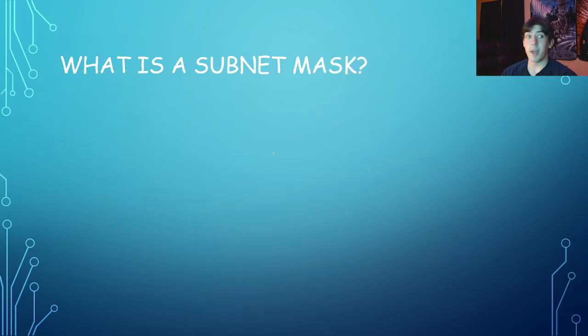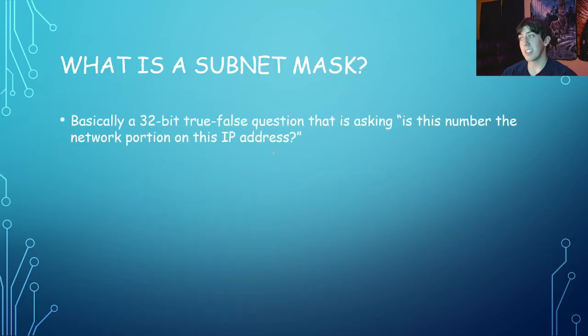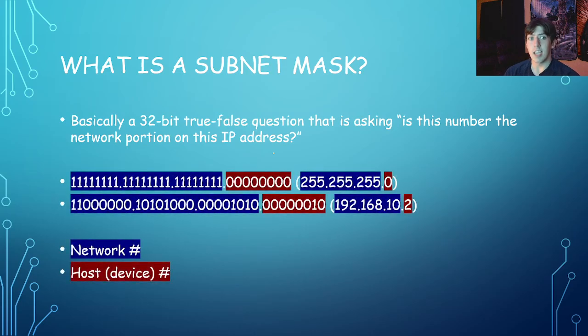What is a subnet mask? Well, a subnet mask is basically a 32-bit true or false question that's asking, is this number the network portion of the IP address? And here I've given you some examples. Here we have the subnet mask on top and the IP address on the bottom. You'll notice a few things about the subnet mask here. If it's a 1, it's blue, and if it's a 0, it's red. 1 is basically saying true, yes, this is the network portion, and 0 is saying this is not the network portion, this is the host portion.